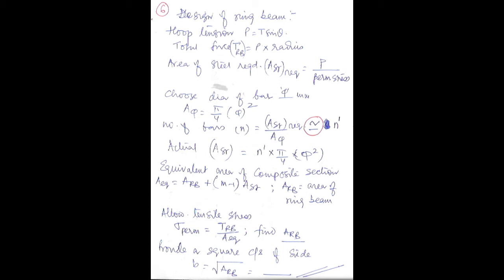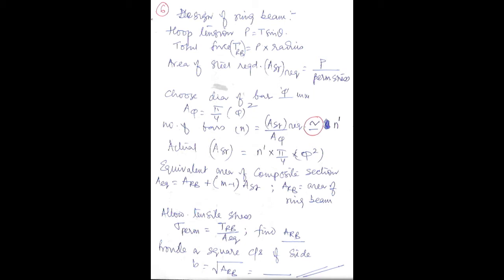Now choose the diameter of the bar as 5 millimeter. You can assume any diameter, and then area of one bar is equal to A phi equal to pi by 4 into phi square. Now number of bars, how can we find? We know the total requirement, AST required, divided by individual bar area. So from there we can find out the number of bars. Let us denote it as N dash.